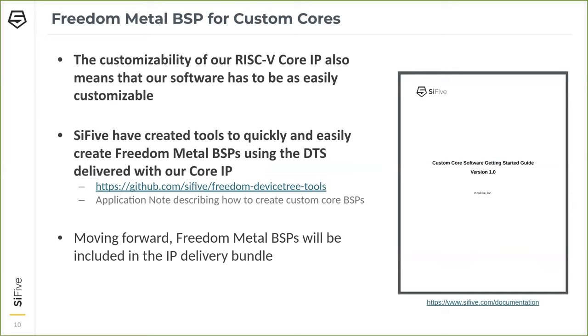In this way, custom cores that are generated with SiFive Core Designer can be supported by Freedom ESDK and Freedom Metal. And we've actually written an application note walking customers through this exact process. This application note is on our website. Moving forward, Freedom Metal BSPs will be included as part of the IP deliverable. So the IP bundle that I described earlier would have another folder called Freedom ESDK, and in that folder, it would already contain the pre-built Freedom Metal BSP. This is something you can expect in the next few weeks.